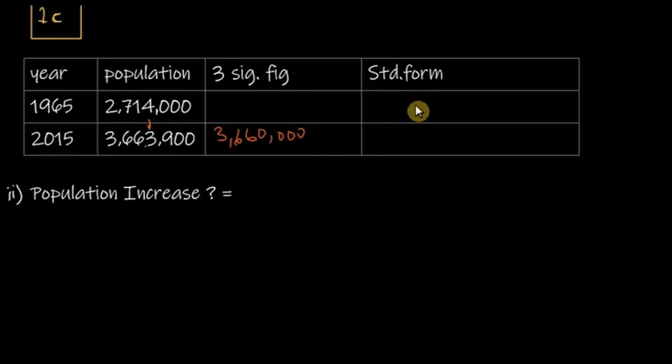Next, we're asked to write the population in 1965 in standard form. This would be 2.714 times 10 to the 6. All significant digits are to be included.